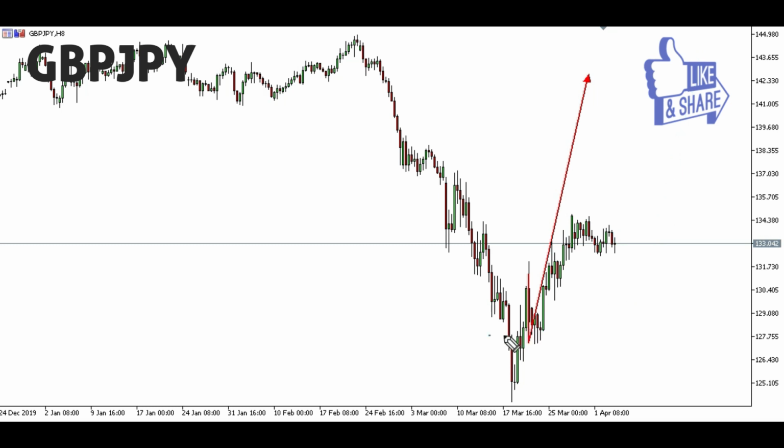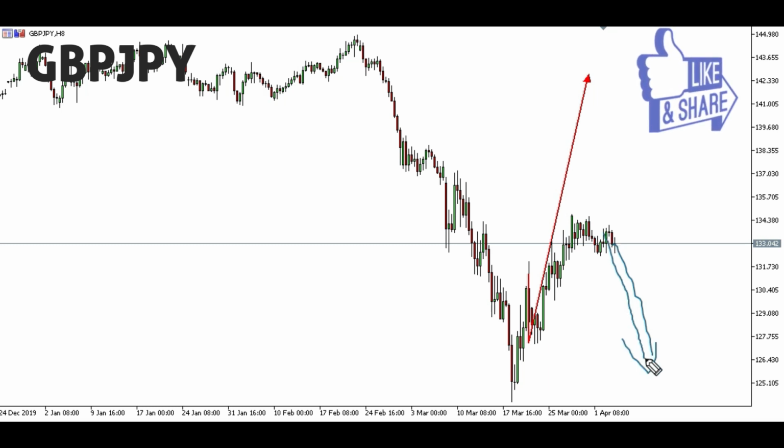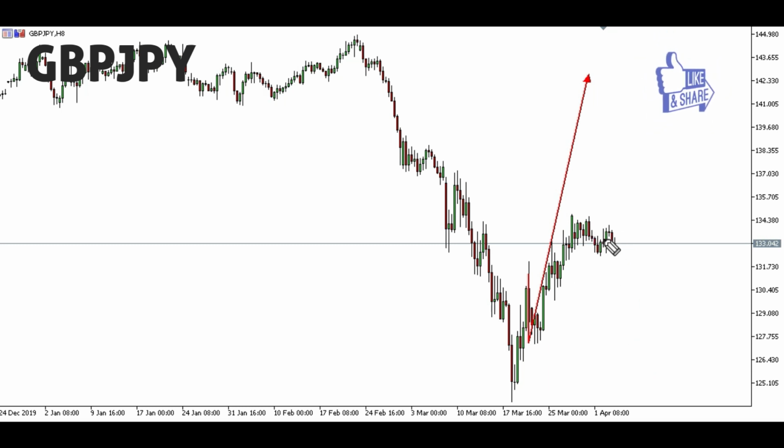So if you entered anywhere from here, shift your stop loss to break even, because this is possible, so that you should be safe if we get this down move, so that you can be taken out with break even. But if we get this, you can keep holding. That's for GBP JPY. We're expecting a pullback here, then more up. That's what we're expecting for GBP JPY.